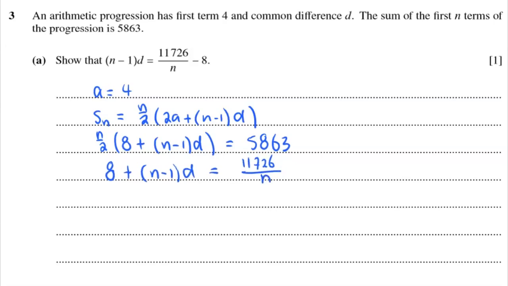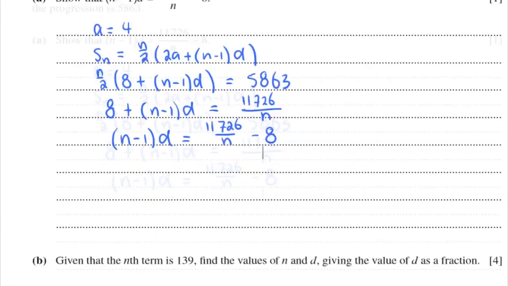N comes down to the other side and is divided into that number. Now we just subtract 8 from both sides, and we will have n minus 1 times d is equal to what they asked us to show, 11,726 divided by n minus 8. Well, it's only 1 mark. Why do we have to do so much for 1 mark?